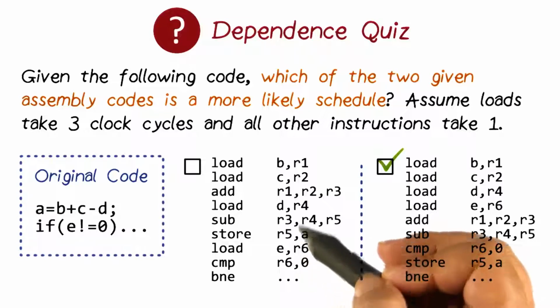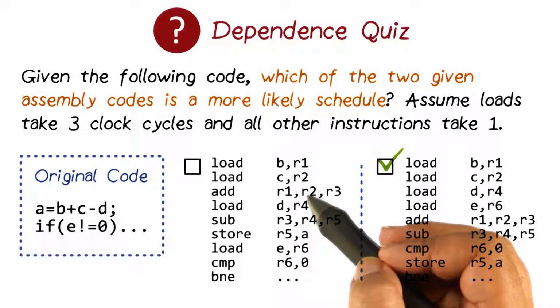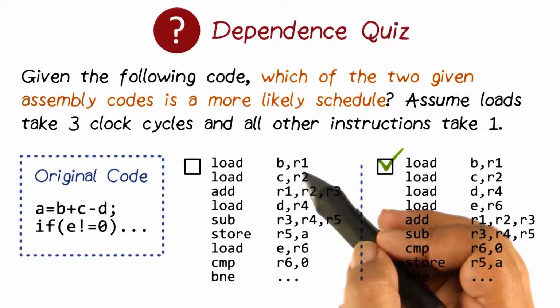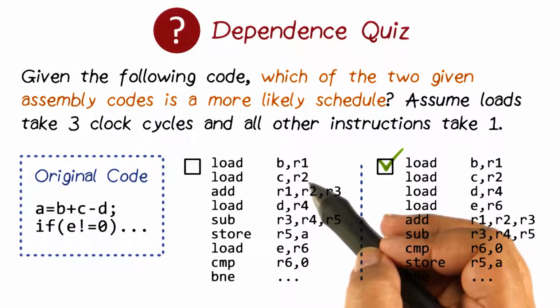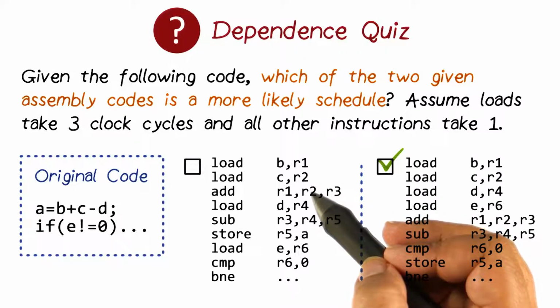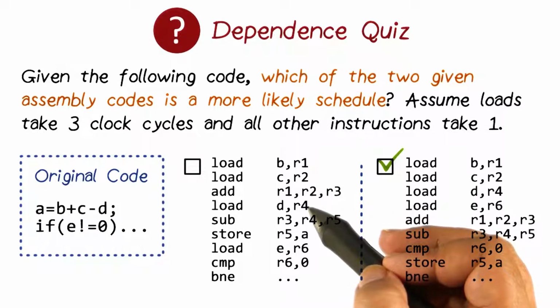The answer is that the second code is the scheduled code and not the first one. The reason is that this add will keep waiting on the loads, the first and second load, and since their latencies are high, it will keep waiting for them. Not only will it keep waiting for them, it will block the other load which is coming after it and so on.